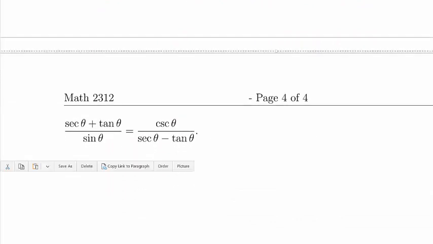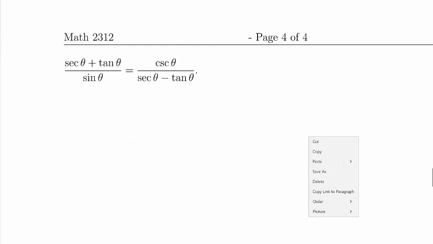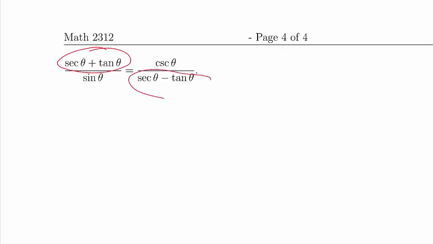Alright, next one. So next one, we notice that we have this quantity here and this quantity here. Those quantities are conjugates of each other. So that's an interesting thing to note. So let's go ahead, and this time we're going to start off with the right-hand side. And we're going to multiply top and bottom by the conjugate here.